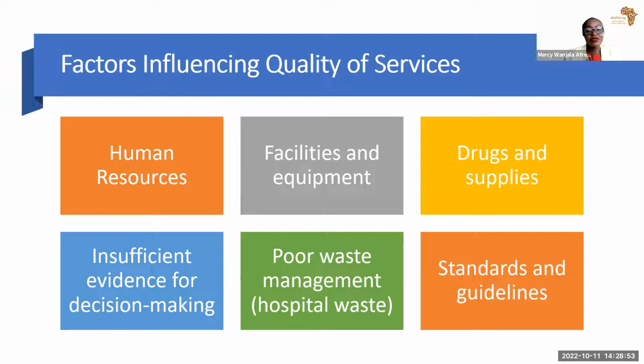Then proper decision making within our system. Then poor waste management, that is hospital waste management, can influence the quality of services that you give, because remember, it influences the environment in which you're giving the services. So if the environment is not clean, not well maintained, it will affect the quality of services that you give. Then the other one is standards and guidelines, because we are always told to follow standards and guidelines. So the quality of the standards and guidelines that you have or you produce will also determine the quality of services that you give.